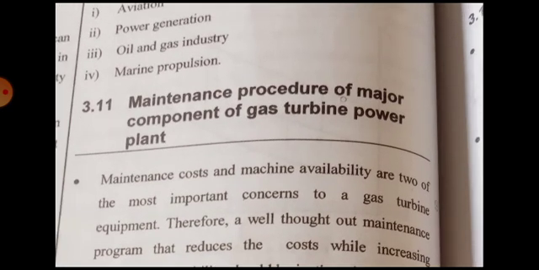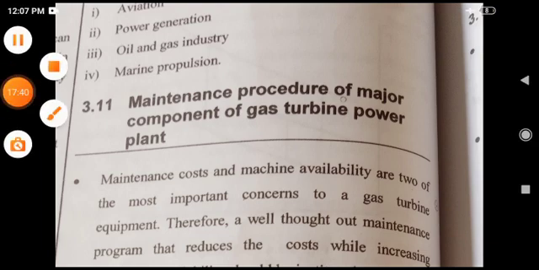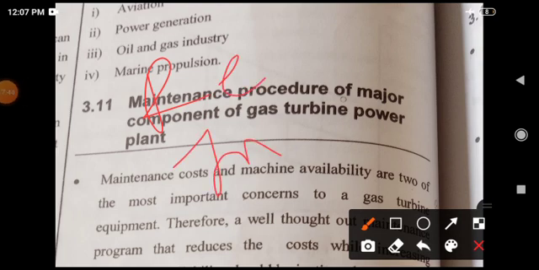Okay. Next one is the maintenance procedure. These were the gas turbine power plant. Now let's see how to maintain this gas turbine power plant. Before that, three things we have seen today: regenerator, intercooler and reheater.